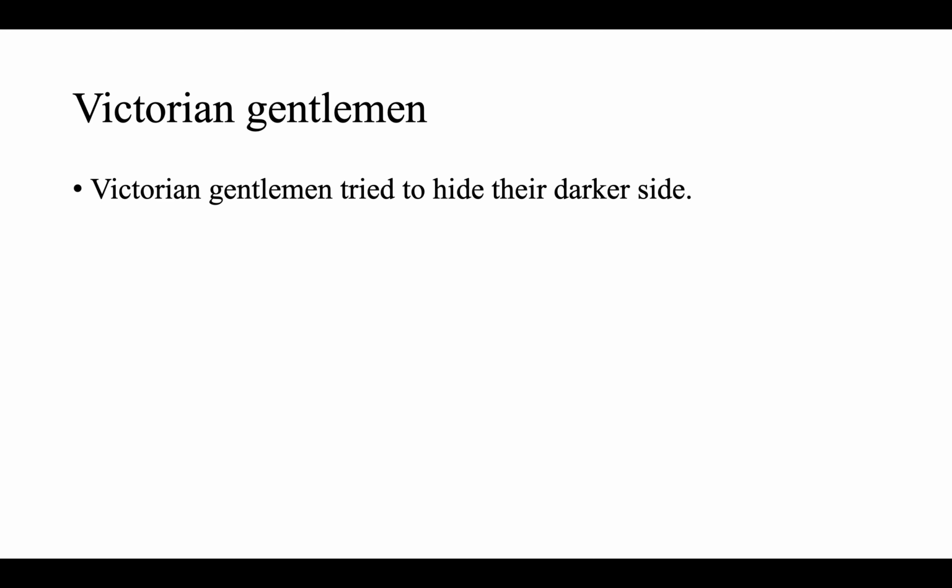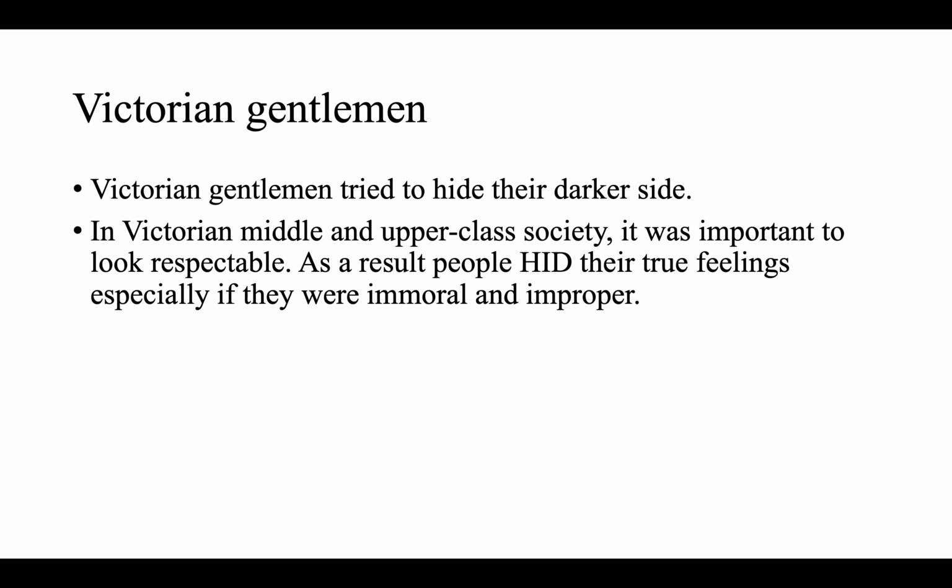Victorian gentlemen had to try as hard as they could to hide their darker side. In Victorian middle and upper class society, it was important to look respectable. As a result, people hid their true feelings, especially if they were immoral and improper.